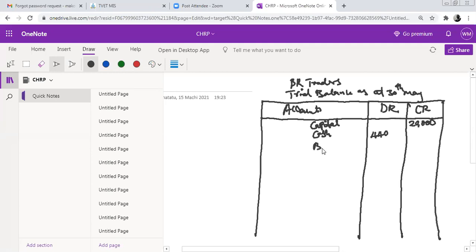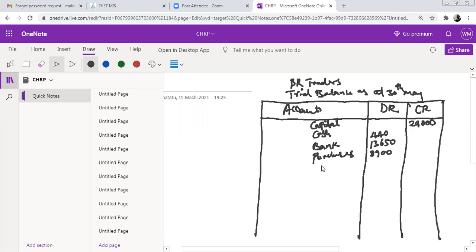Then we had the bank balance. Sorry, for some reason I didn't do that one. 13,650 debit. Another account, from bank we went to purchases. The balance is a debit of 8,900.